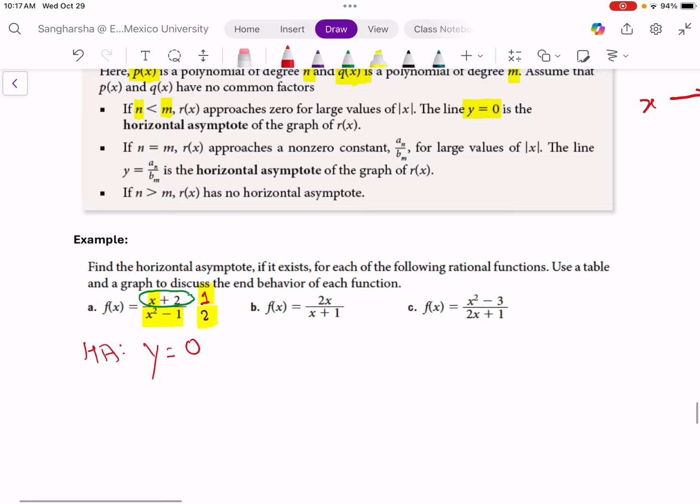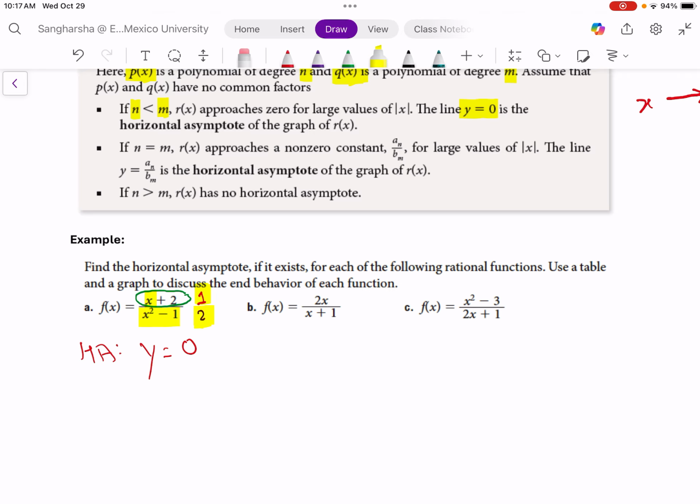Next, if the degree of the numerator and the degree of the denominator are equal, where n is the degree of the numerator and m is the degree of the denominator, then the horizontal asymptote is y equals the coefficient of the leading term divided by the coefficient of the leading term in the denominator.